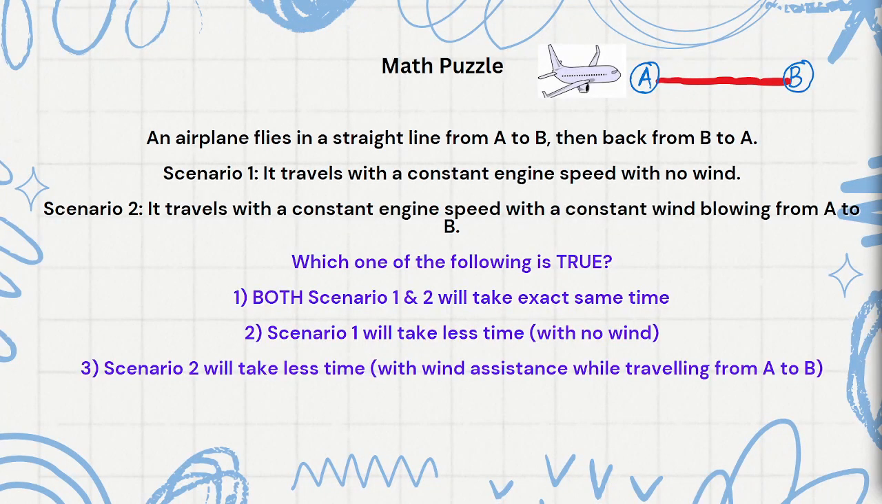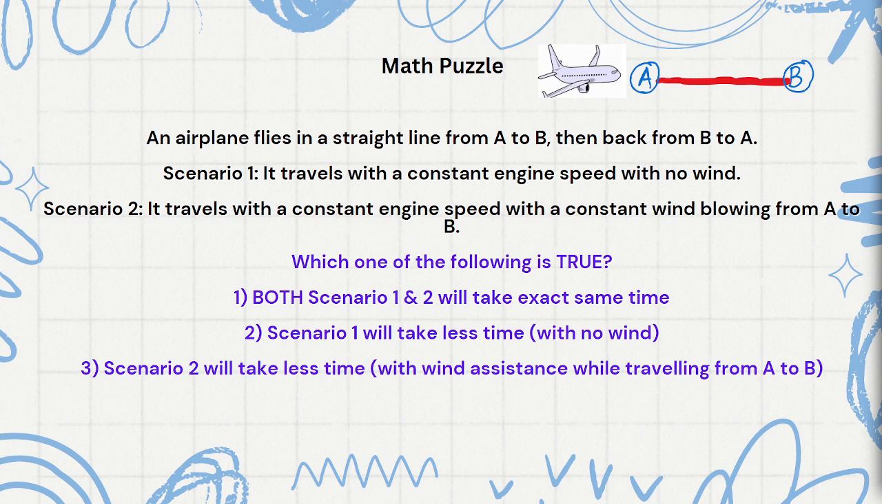In today's video, we're going to be going over a math puzzle. And this math puzzle states that an airplane flies in a straight line from A to B, then back from B to A. In scenario 1, it travels with a constant engine speed with no wind. In scenario 2, it travels with a constant engine speed, but with the wind blowing from A to B. Which of the following is true?